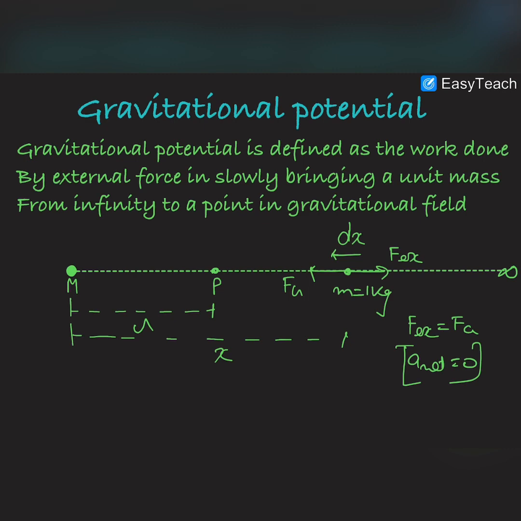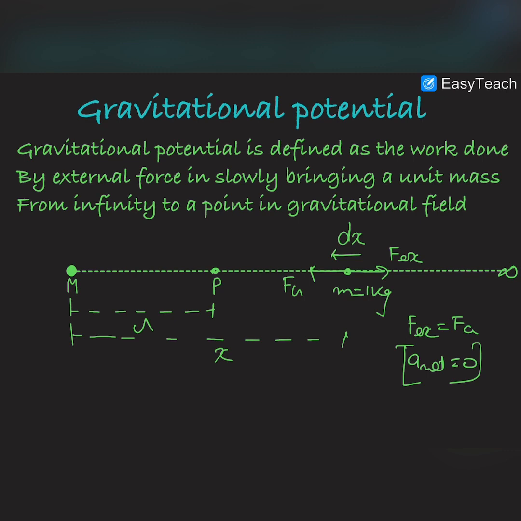So let us now imagine that there is a mass m, and this mass m is making the gravitational field around it, and there is a point P which is at a distance of r from this mass m, and we have to find out the gravitational potential at this point P due to this mass m. So for this, let us apply the definition that the gravitational potential is the work done in bringing a unit mass from infinity to this point slowly by the external force.